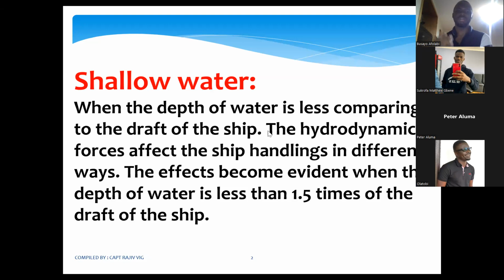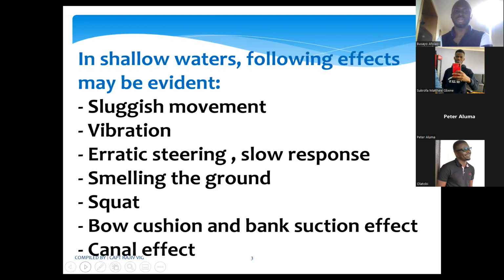How will it affect your own vessel? You need to start making preparations for that. This effect becomes evident when the depth of the water is less than 1.5 times the draft of the ship. So a vessel with a lesser draft might not have this effect as much as bigger vessels. I will tell you all these effects we are coming into as well. Like I said, it's subject to the size of the vessel and the draft of the vessel.